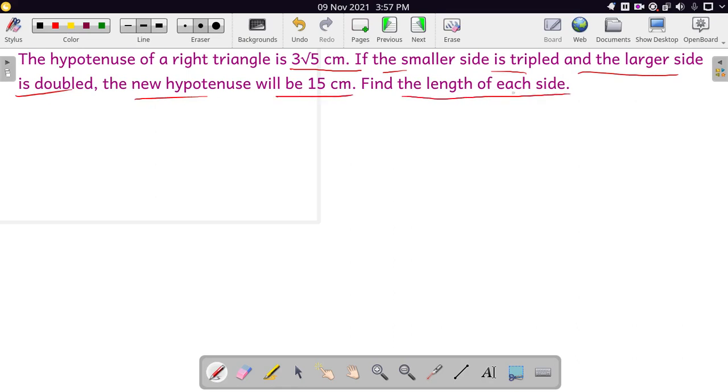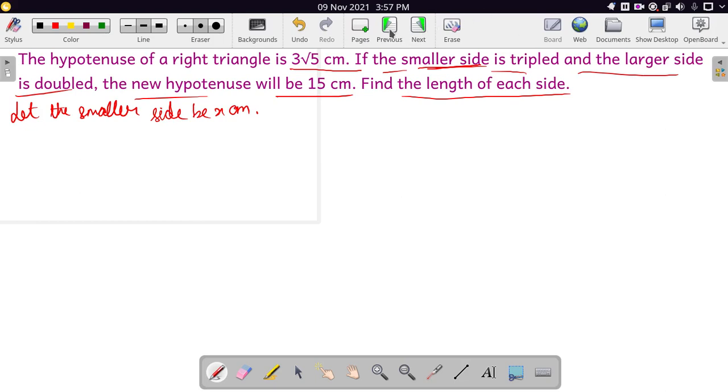This is a fairly easy sum. Let us consider the smaller side to be x. Let the smaller side be x centimeter. Then the larger side, let us consider it to be a two variable equation. We will solve it using quadratic equation only, but for now let us take it as a two variable equation, because there is no proper relation established between the smaller side and the larger side.